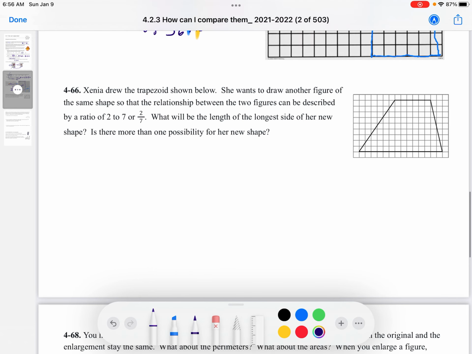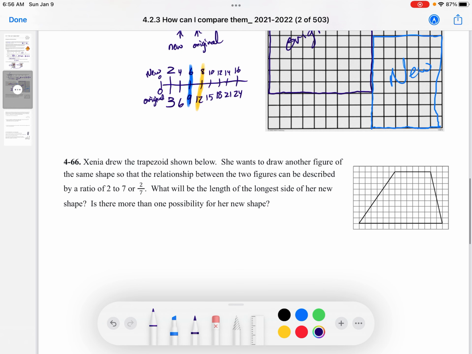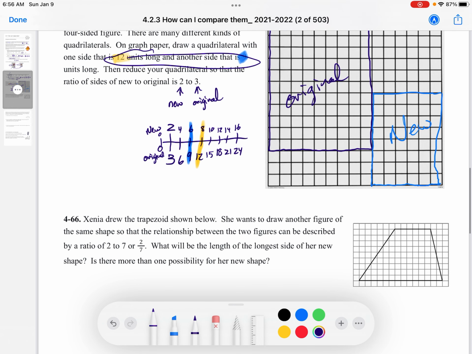Xenia drew the trapezoid shown below. She wants to draw another figure of the same shape, so the relationship between the two figures can be described by a ratio of 2 to 7. What will be the length of the longest side of her new shape, right? So in this case, what does she want to do? She wants to draw a figure of the same shape, relationship, ratio 2 to 7.